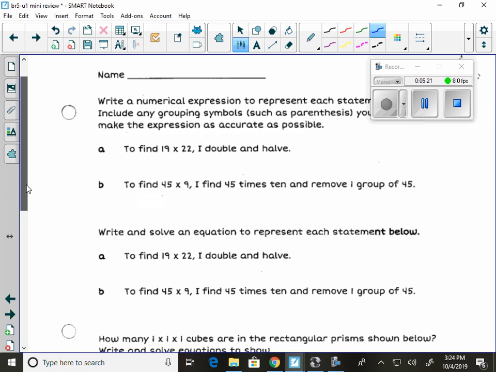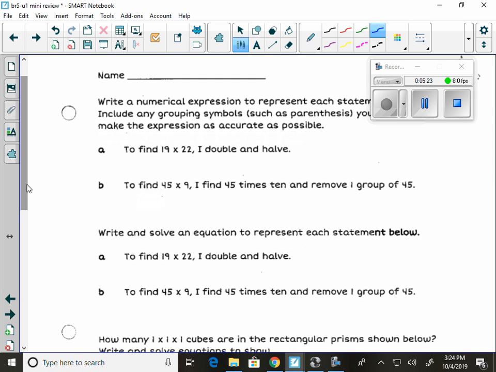Second page. Write the expression based on what words they tell you. So you kind of do exactly what it says, using parentheses as needed. Be as accurate as possible. I like to start with the equation with what the original problem is and then what the strategy is that they say.